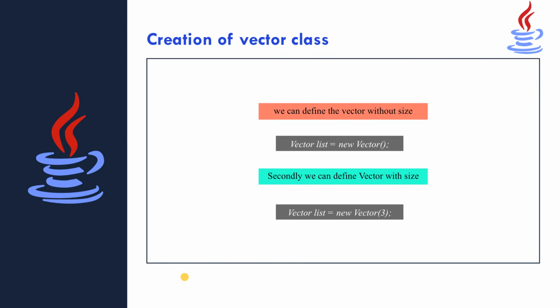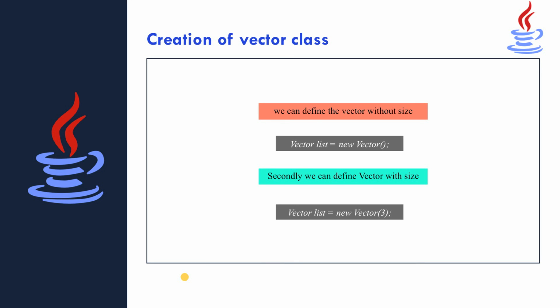The vector class can be used to create a generic dynamic array that can hold objects of any type and any number. That means a vector can be used as a generic dynamic array, whereas in an array we cannot use data elements dynamically. So how can we create a vector?